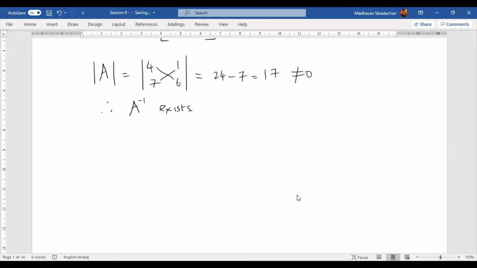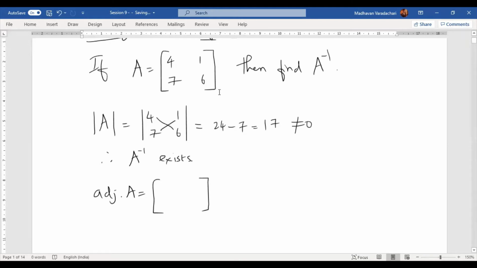Then we find the adjoint of the matrix A. For a 2x2 matrix, it is very simple. Interchange the principal diagonal elements, which means this 6 will go here and 4 will come here. And change the signs of the other elements. Here it is positive 1; keep the same magnitude, just change the sign, so it becomes negative 1. Similarly, positive 7 becomes negative 7. Therefore, A inverse will be 1/17 times the matrix 6, -7, -1, 4.